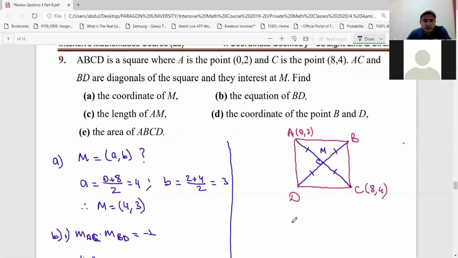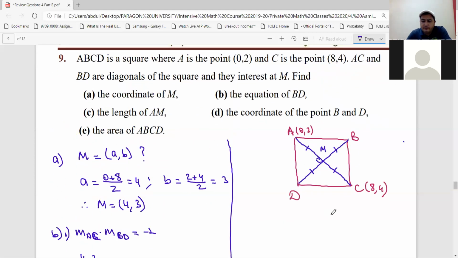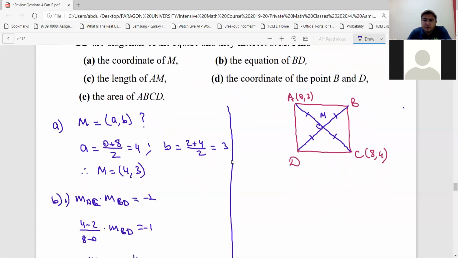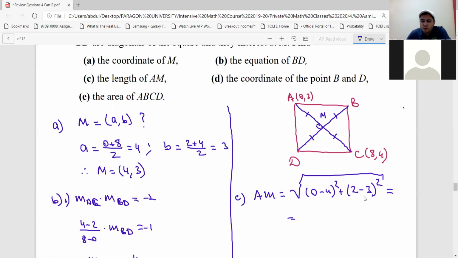The length of AM. Oh, that's easy, because we know the coordinates of A and we know the coordinates of M. So the length of AM will be equal to the square root of (0 minus 4) squared plus (2 minus 3) squared, which is 16 plus 1, so the square root of 17. It doesn't mention anything, so let's just leave it in exact form.